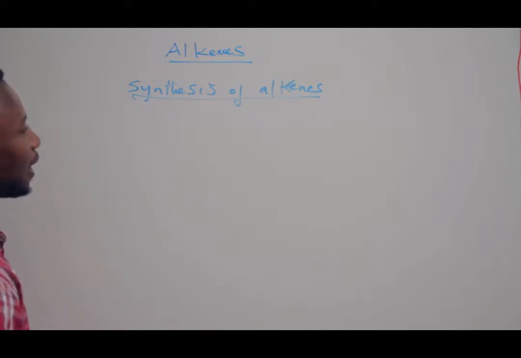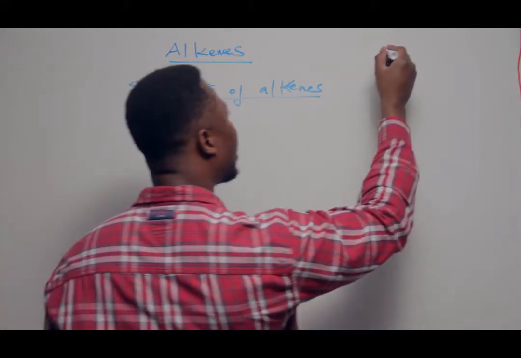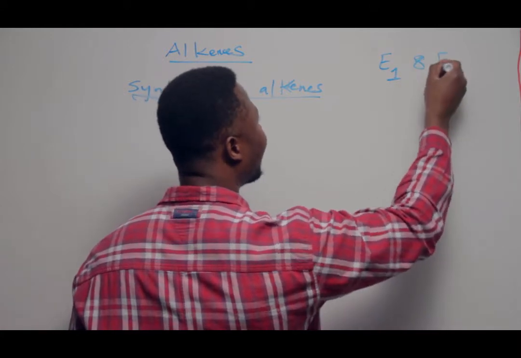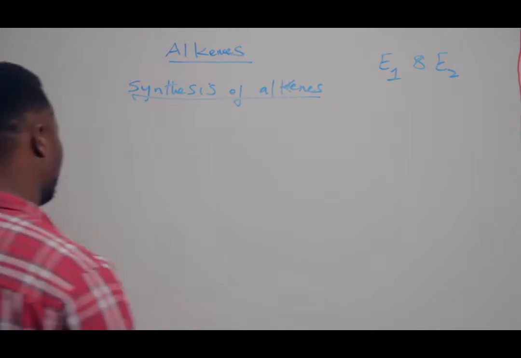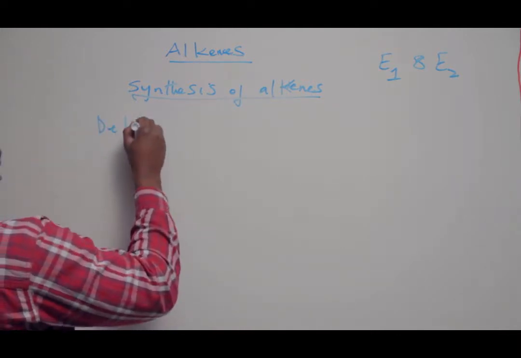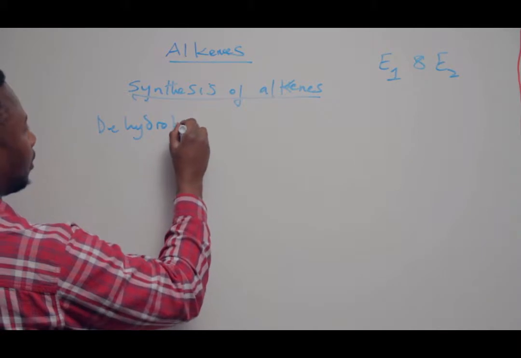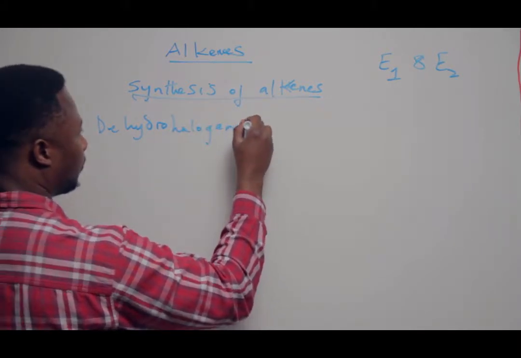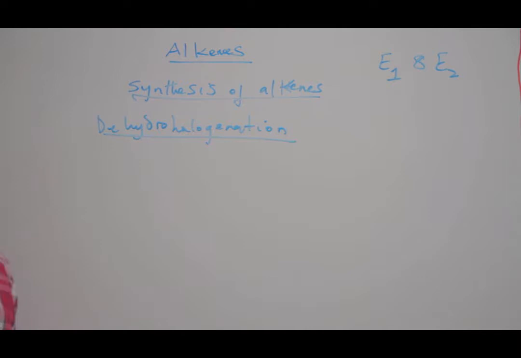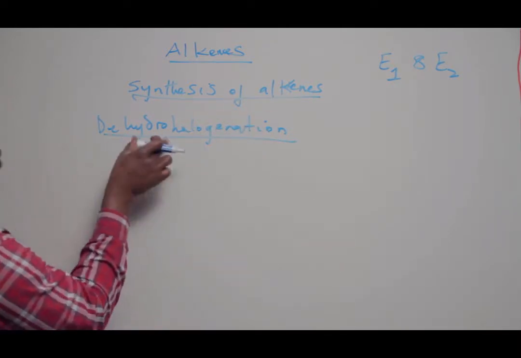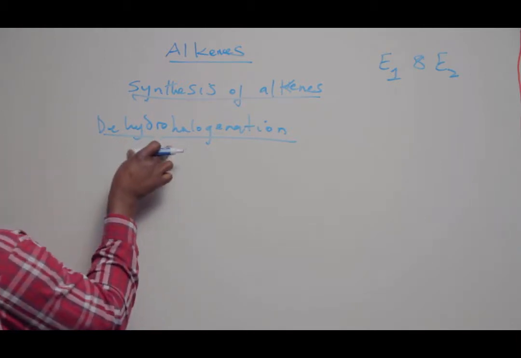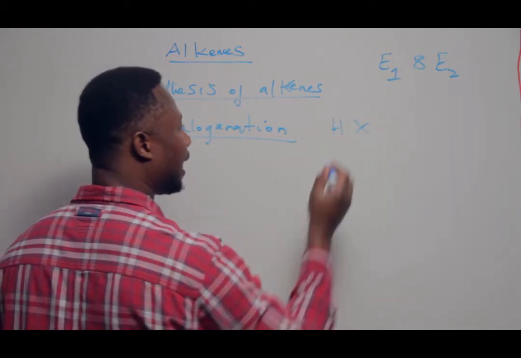So most of the time when we're doing a reaction here, we're referring to the E1 and E2 elimination or E2 reaction. So the first one I want to introduce is called dehydrohalogenation. Dehydrohalogenation, just like it sounds, I am removing a hydrohalide.